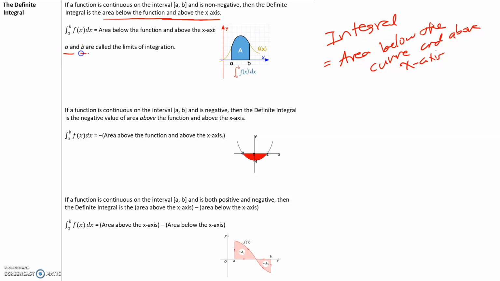And then a and b, these are called the limits of integration. If we're taking the integral from a to b, which means we want to find the area under the curve but above the x-axis from a to b, then a and b are called the limits of integration.